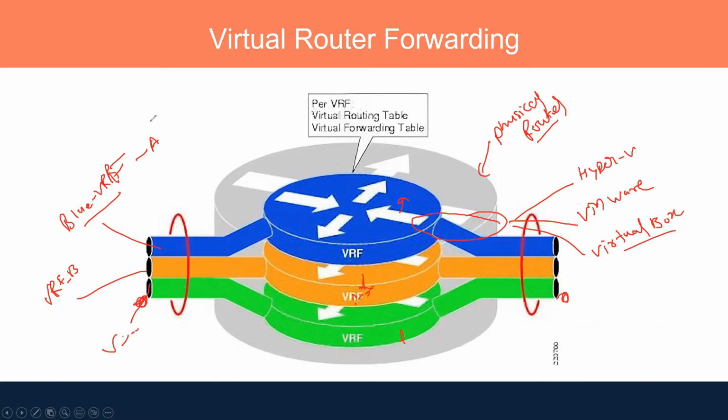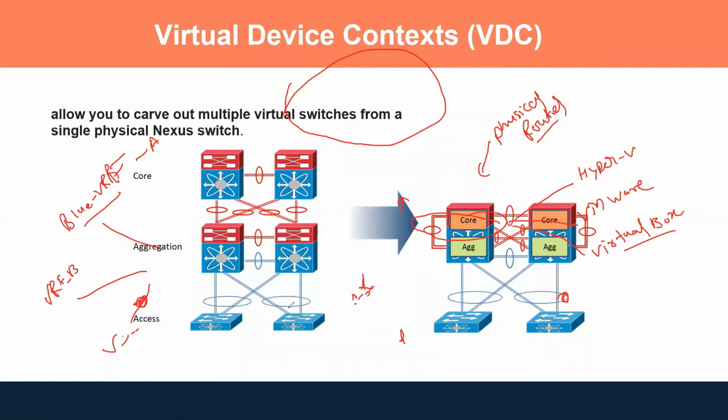But what we are going to do is virtualization on router level, and we can also do virtualization on switch level using the VDC concept, virtual device context. Earlier I told you, instead of purchasing 3 switches for core, aggregation and access layer, you just purchase one switch, and with that one switch you can create 3 different VDCs.